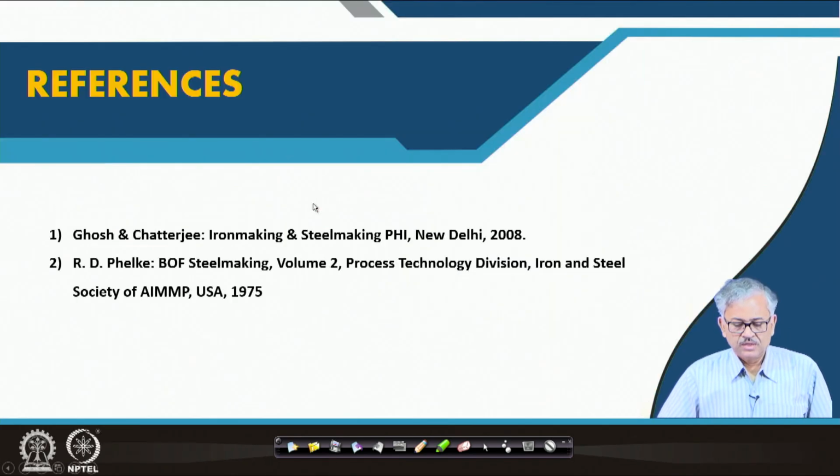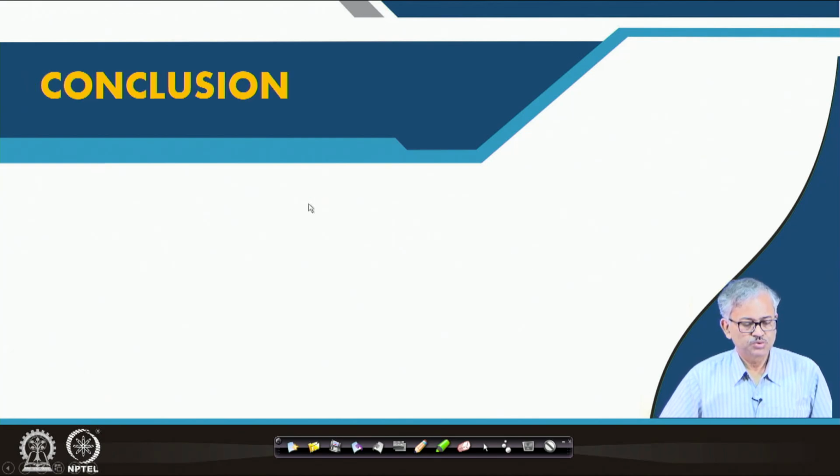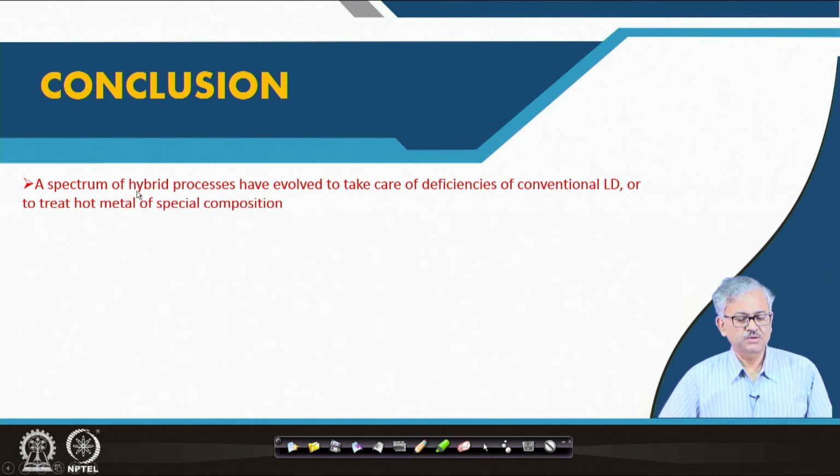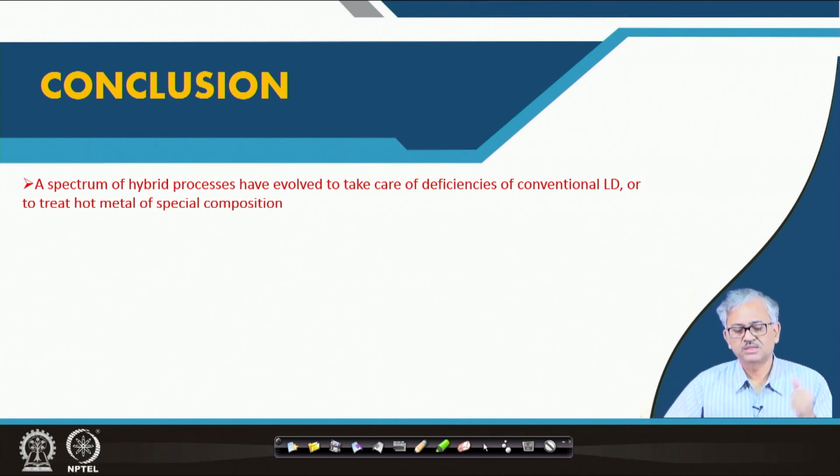And these are the references. So what I said in this lecture is that a spectrum of hybrid processes have evolved to take care of the deficiencies of the conventional LD furnace. Deficiencies means the lower part is not stirred. Now with hybrid blowing, you can increase the stirring.